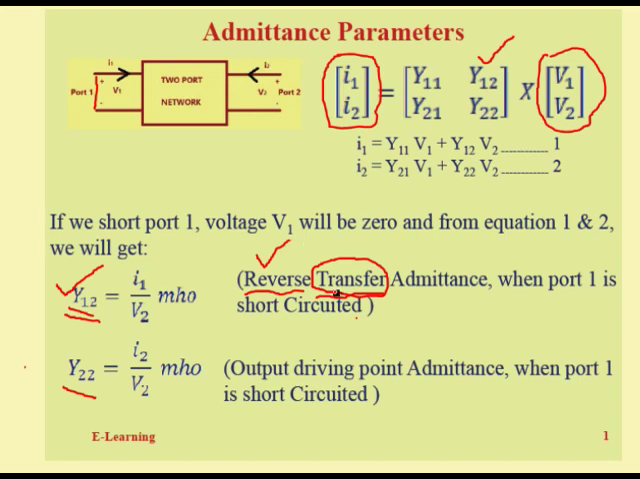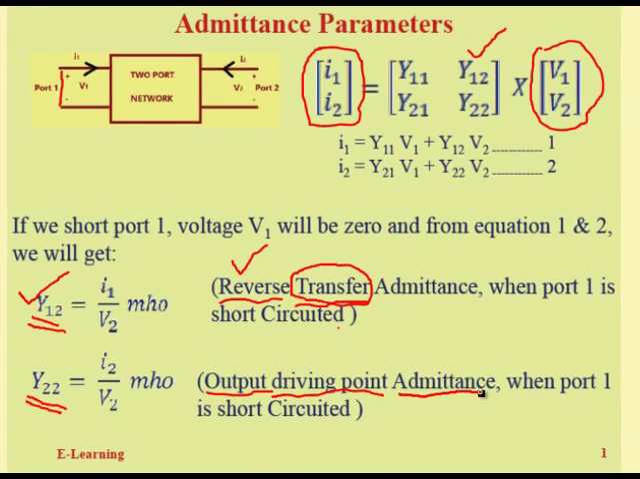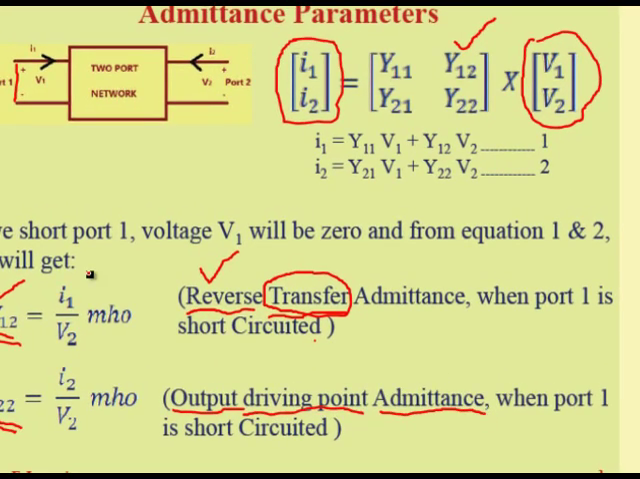And y22, when only the input port or only the output port is involved, we call it driving point. So here port 2 is involved, so we are calling it output driving point admittance. We are calling it admittance because its unit is mho. Fine.